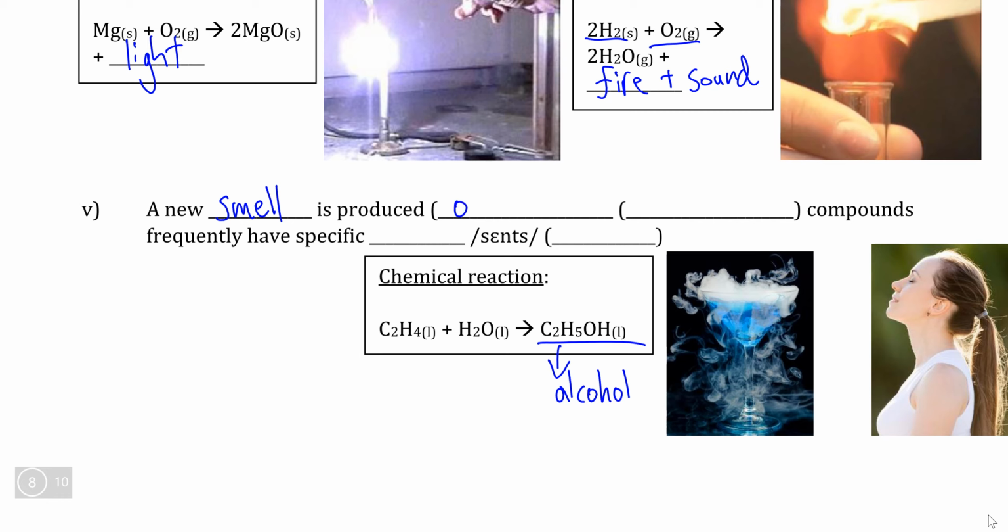Looking for a new smell is a very common way to tell that an organic reaction has happened, because many organic compounds frequently have different scents than each other. We know what gasoline smells like because gasoline has a particular smell to it, and many perfumes as well. In fact, almost all perfumes are examples of complex organic compounds which chemists can produce, because they know that each compound is going to have a specific scent associated with it, and this is one way that we can indicate that an organic reaction has occurred.